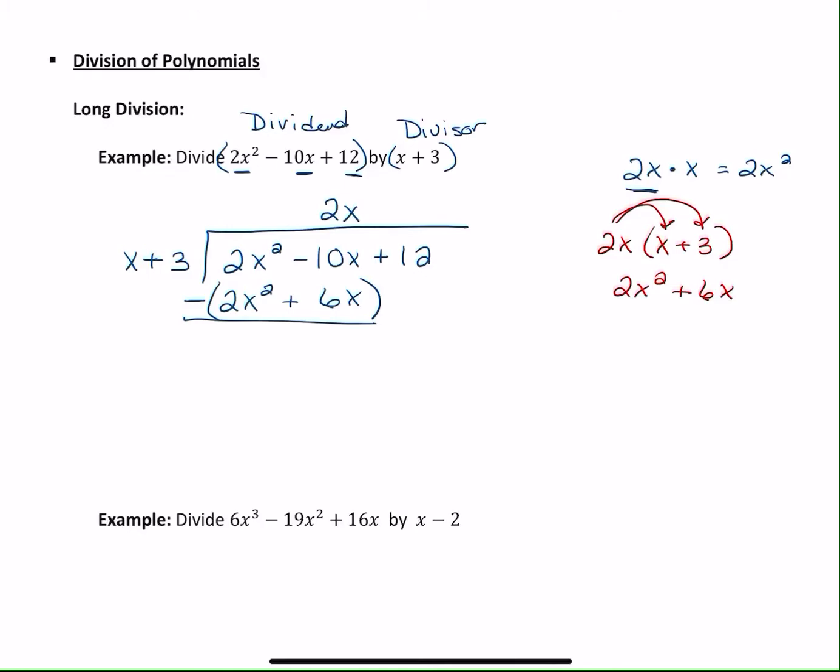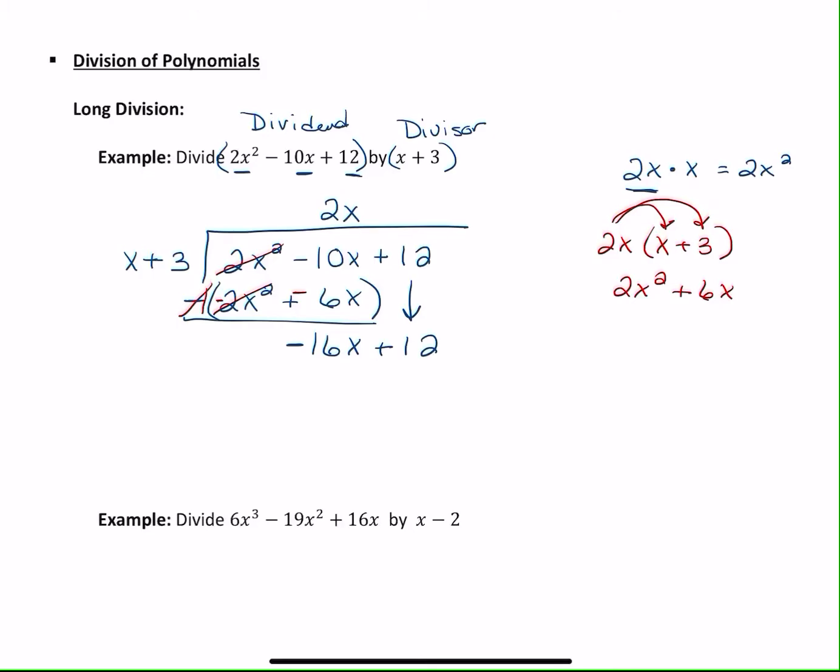So if I subtract, I'm basically multiplying through by a -1, which is going to change the signs of each term. So if you multiply through by the -1, it'll change each sign. So when you line this up, 2x squared minus 2x is going to give me 0x squared. The next term, negative 10x minus 6x, is going to give me negative 16x. And then I'm going to bring down the next term, so plus 12.